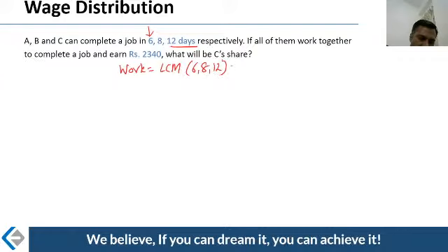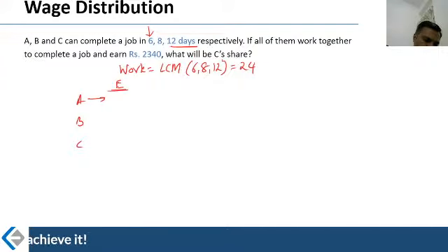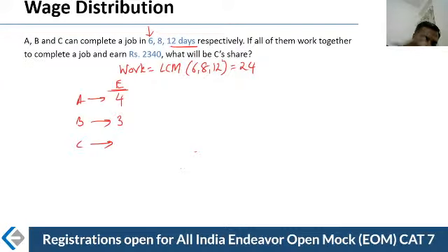6, 8, 12, that is 24 units. Good. So let's quickly go to A, B and C. What is the efficiency of A? Shall I write the efficiency directly, friends? Now I'll write the efficiency because I know 24 by 6, 4. The efficiency of A is 4. For B, it is 3. For C, it is going to be 2. That's the efficiency. And look at the total.